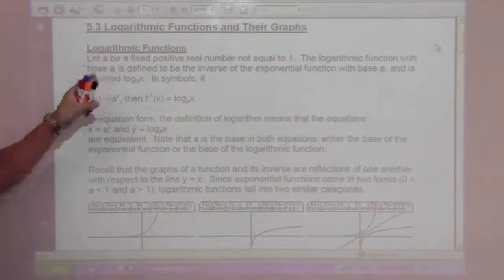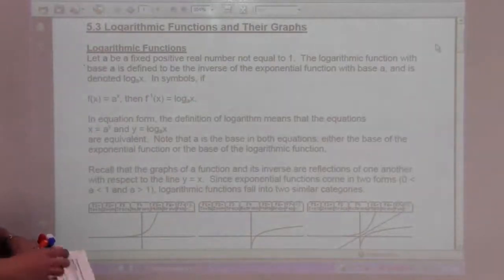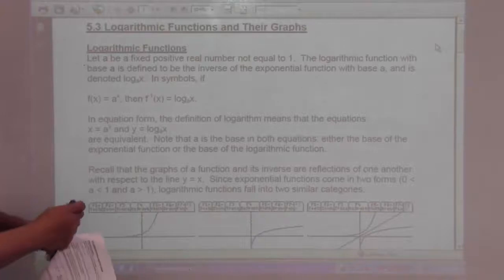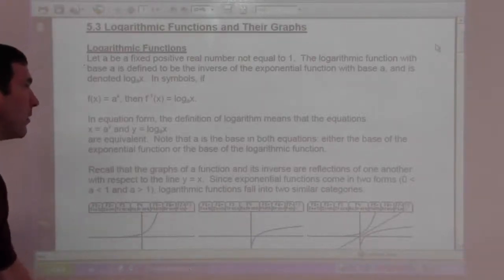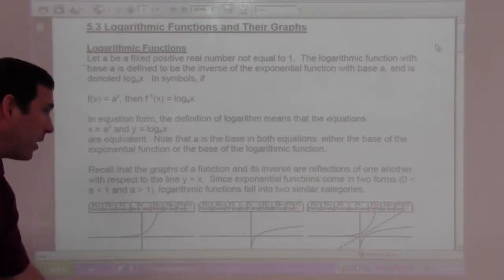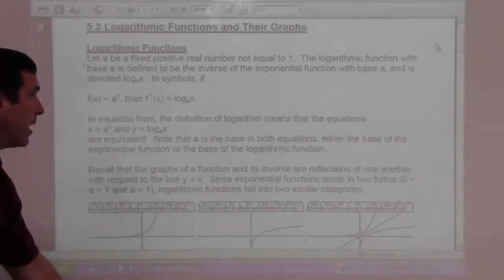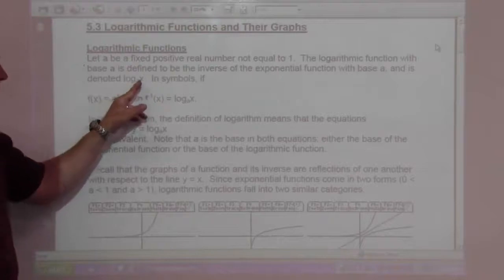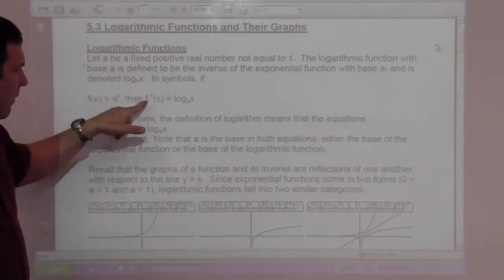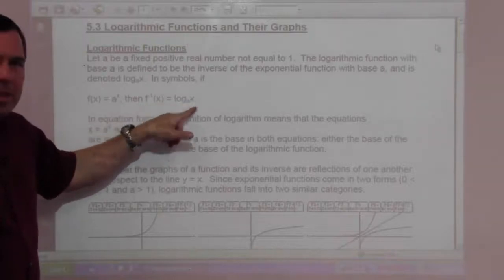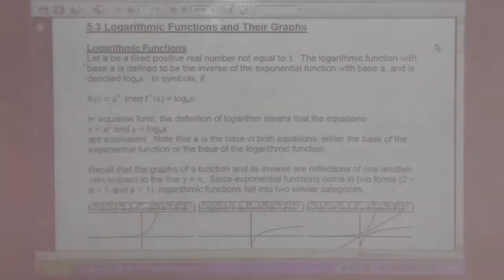So, logarithmic functions. Let a be a fixed positive real number, not equal to 1. The logarithmic function with base a is defined to be the inverse of the exponential function with base a, and is denoted by log base a of x. In symbols, if f of x equals a to the x, then f inverse of x would be log base a of x. It'll undo what the exponential function just did.